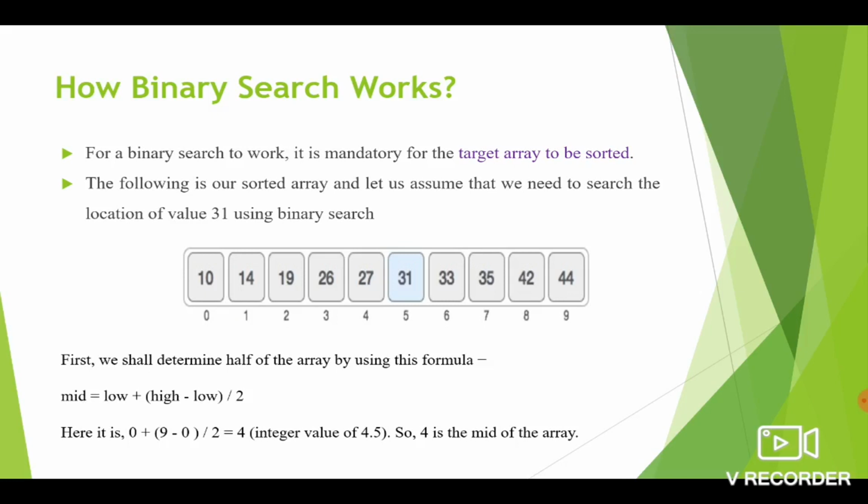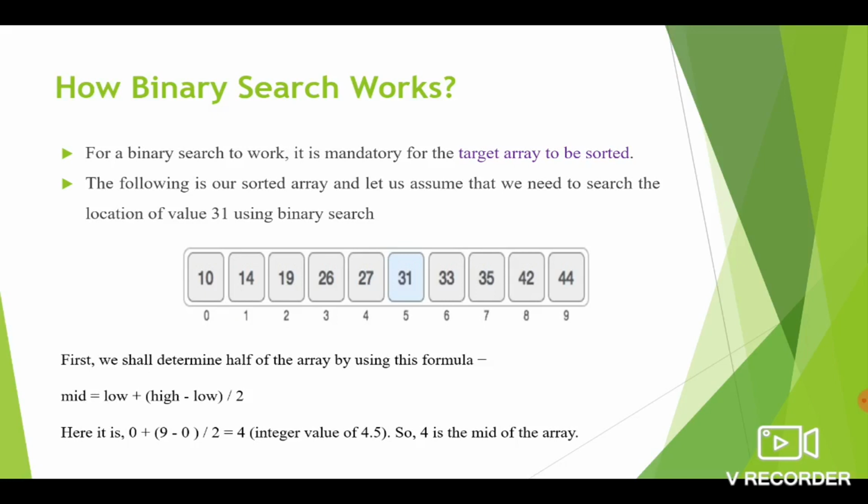I have to find out the middle value. The formula for middle is low plus (high minus low) by 2. The low value is 0, high value is 9. After applying these values, we get the middle value as 4.5. You have to round it to 4. So 4 is my middle index, and the middle value is 27.